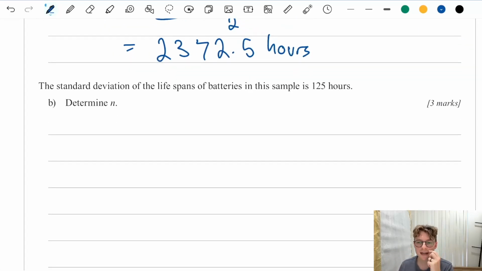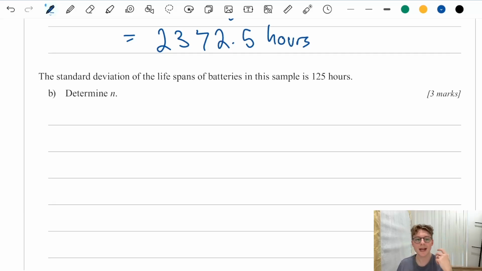Alright. The standard deviation of the lifespan of batteries in this sample is 125. Determine n. Okay, so normally when we're finding n, nice little tip, we're going to need to n-solve, typically in a tech-free paper, that is. Because whenever we're finding the sample size, it can be quite an awkward rearrange. We actually have some choices for how we want to go about this.